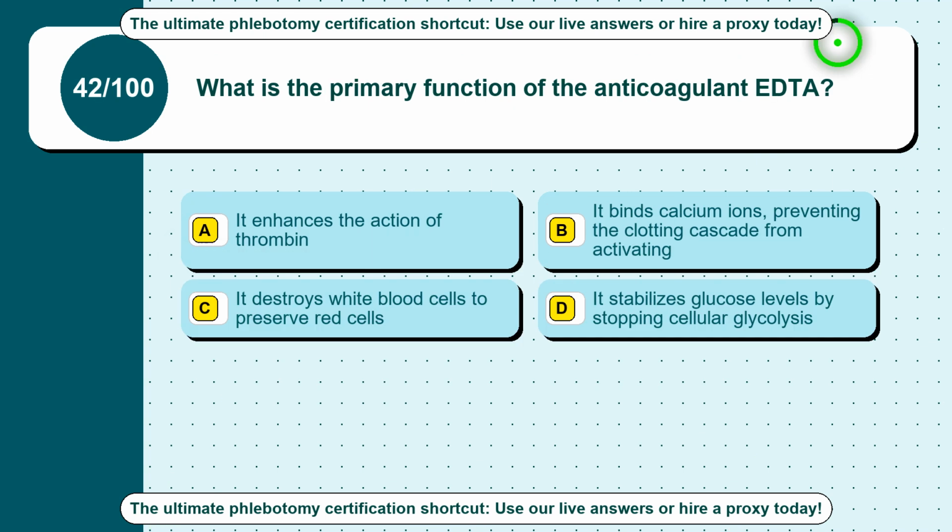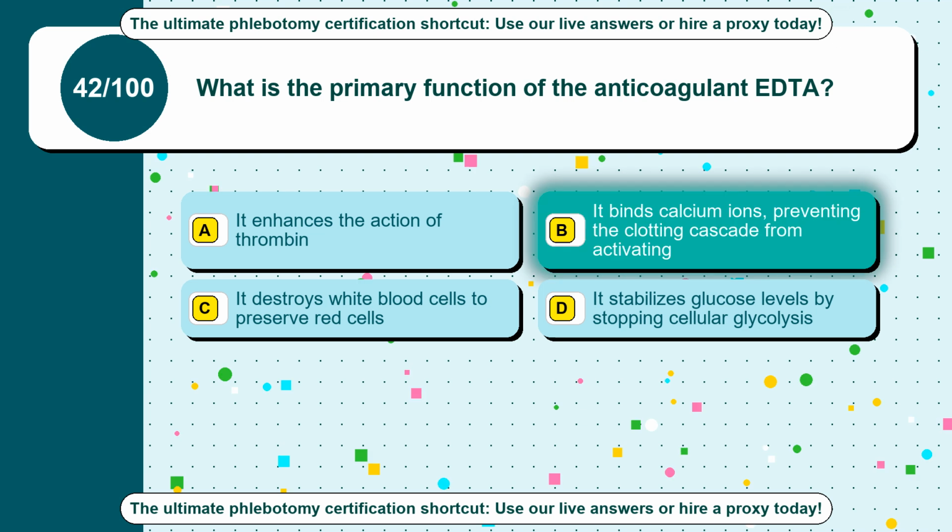Question 42. What is the primary function of the anticoagulant EDTA? Option A, it enhances the action of thrombin. Option B, it binds calcium ions, preventing the clotting cascade from activating. Option C, it destroys white blood cells to preserve red cells. Option D, it stabilizes glucose levels by stopping cellular glycolysis. The correct answer is option B, it binds calcium ions, preventing the clotting cascade from activating.